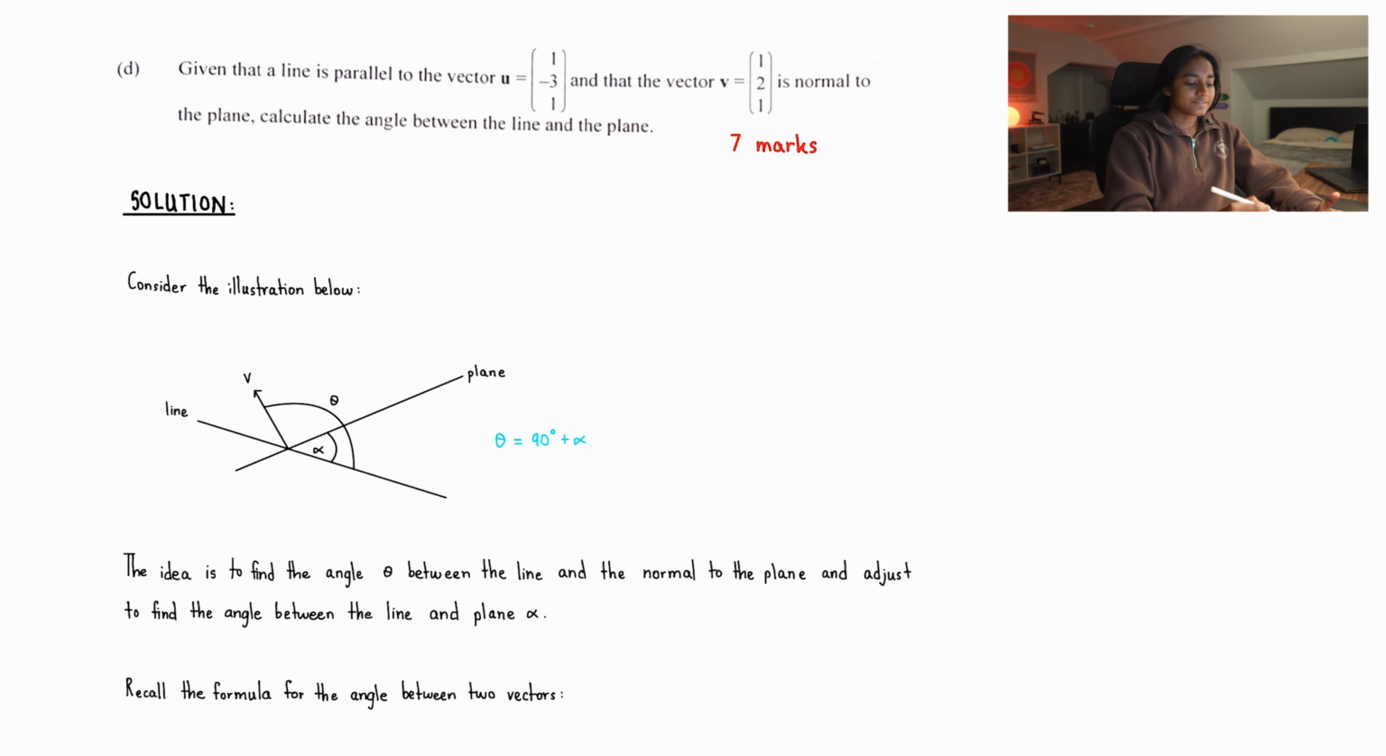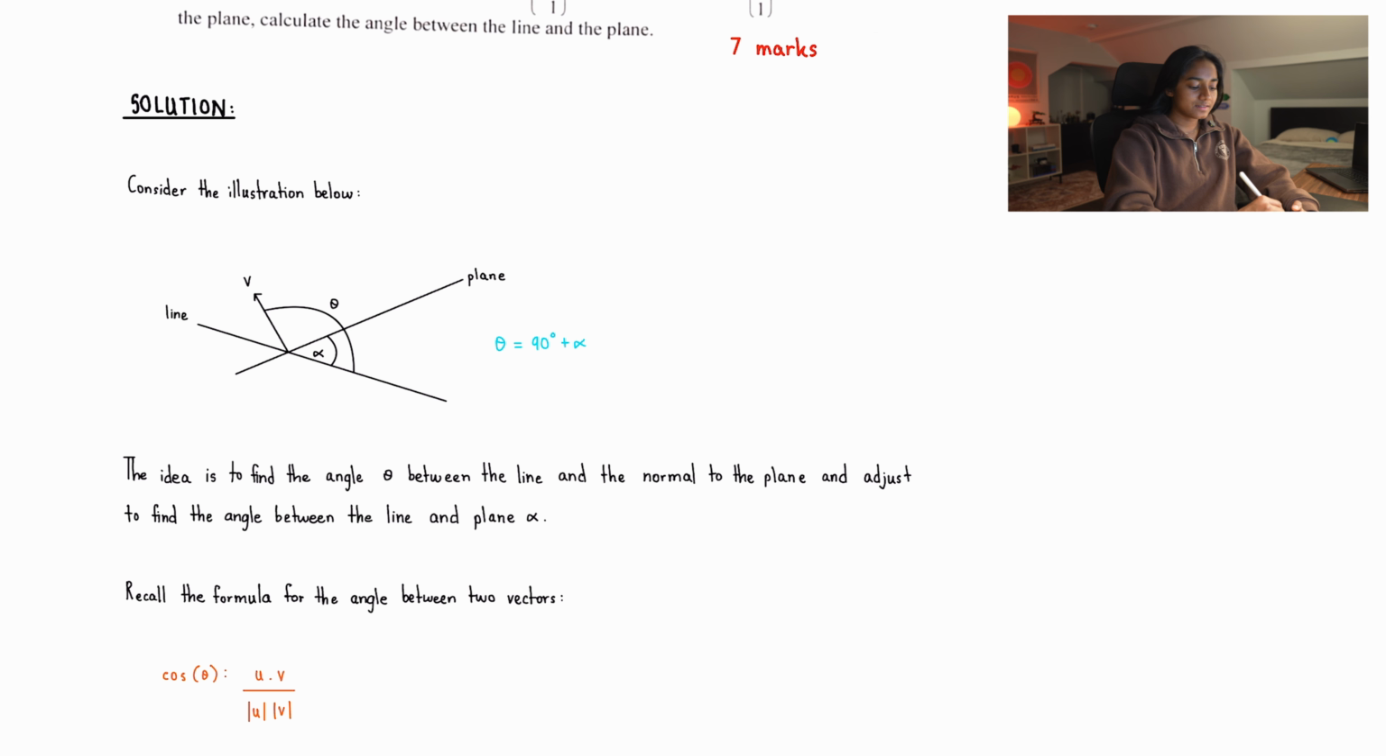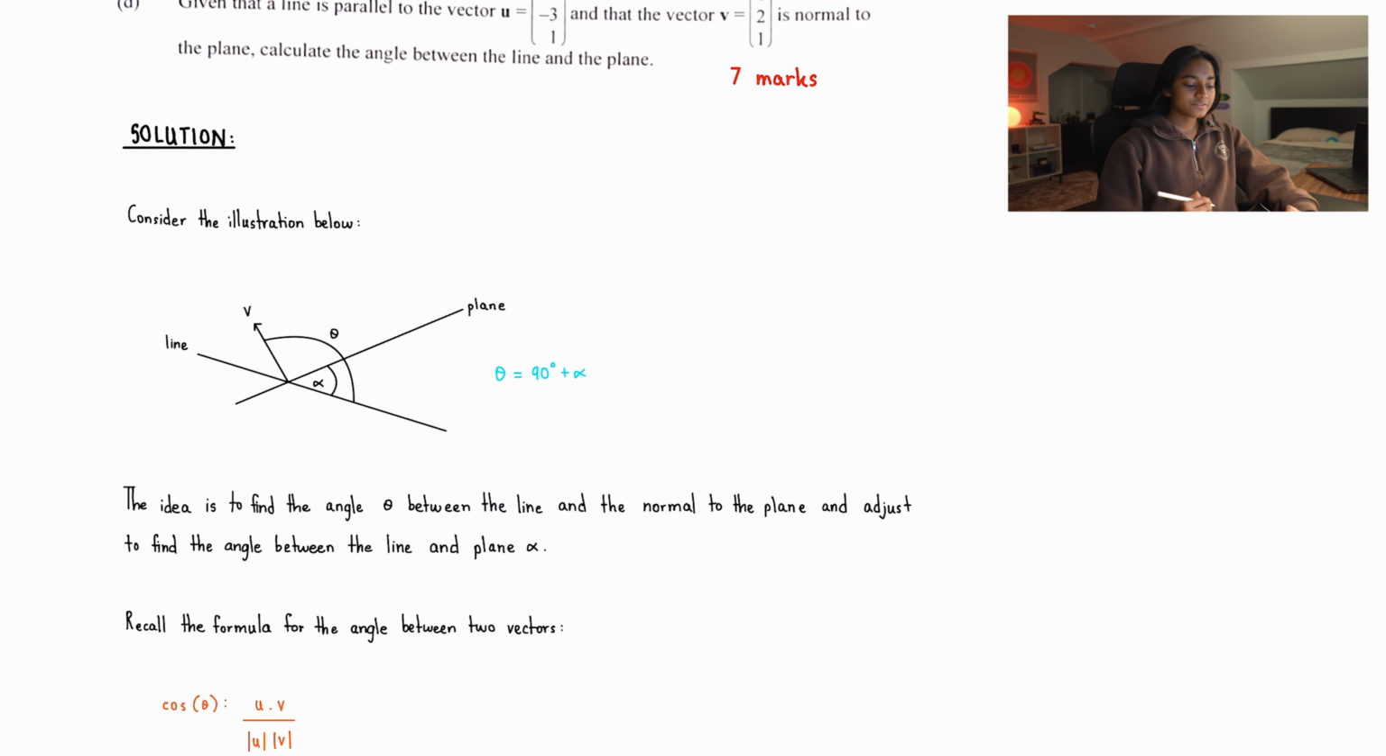All right, so the final part is part D. Part D says, given that a line is parallel to the vector u and the vector v is normal to the plane, calculate the angle between the line and the plane. Let's look at this as an illustration. We have the line and the plane, and we want to find this angle. What we're going to do is first find this angle between the line and the normal to the plane, and then adjust to find the angle between the line and the plane.